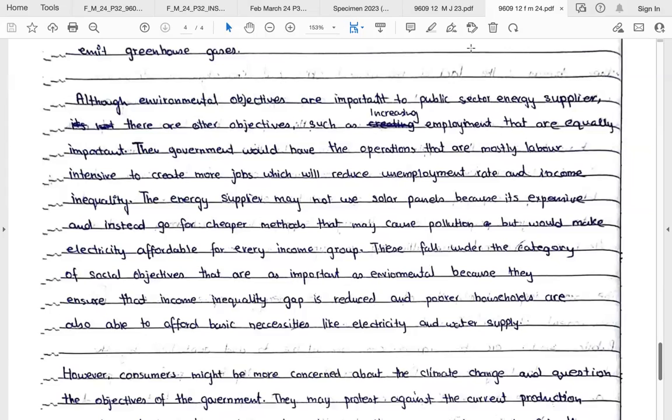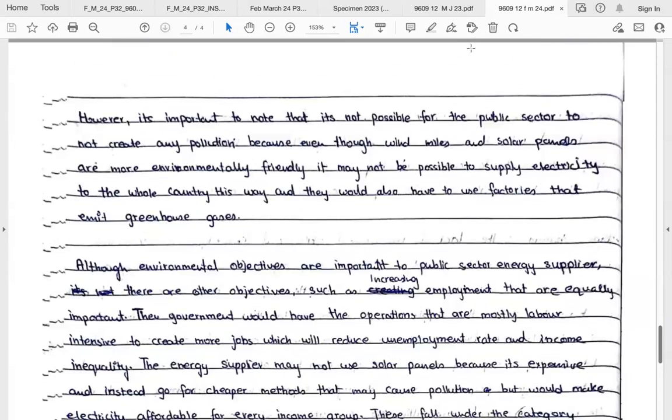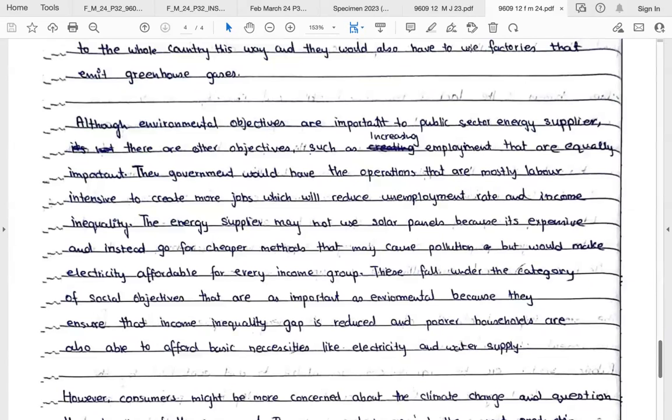Although environmental objectives are important to the public sector energy suppliers, there are other objectives such as increasing employment that are equally important. The government would have operations that are mostly labor intensive to create more jobs, which will reduce unemployment rate and income inequality. Okay. The energy supplier may not use solar panels because it's expensive and instead go for the cheaper methods that may cause pollution but would make electricity affordable for every income. So you haven't written two points in favor of that, but you have done analysis of one objective against that. Okay, that's not a bad approach.